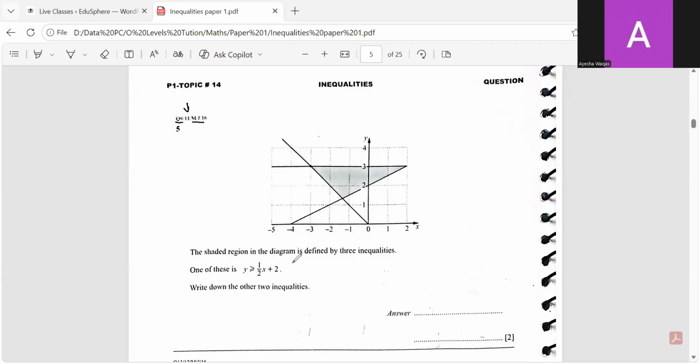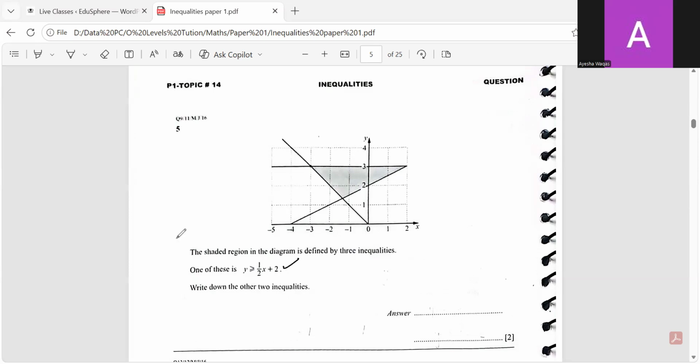At first, we know that this is the shaded region. One of these is y is greater than or equal to 1/2 x plus 2. So we first need to identify which of these three lines, because they said there are a total of three lines, three inequalities. One of these lines is y is greater than or equal to 1/2 x plus 2, so we have to find out the rest of the two, but we have to identify this one as well.